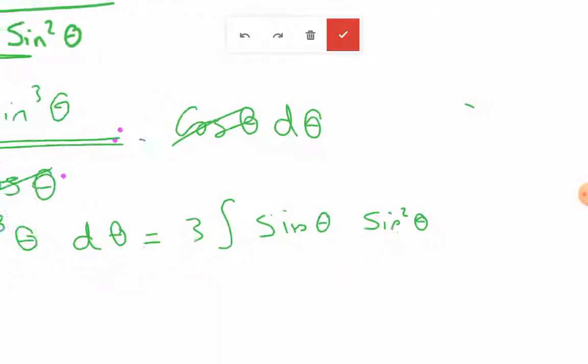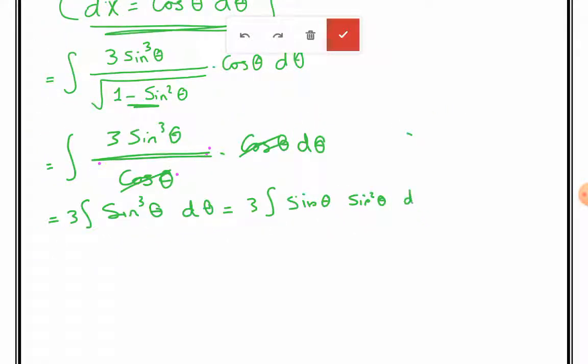Okay, and this with respect to theta. Next step here is to replace sine squared by 1 minus cosine squared theta, and then use the distributive property. So let's write again here 3 and then sine theta into sine squared, which will be 1 minus cosine squared theta d theta.